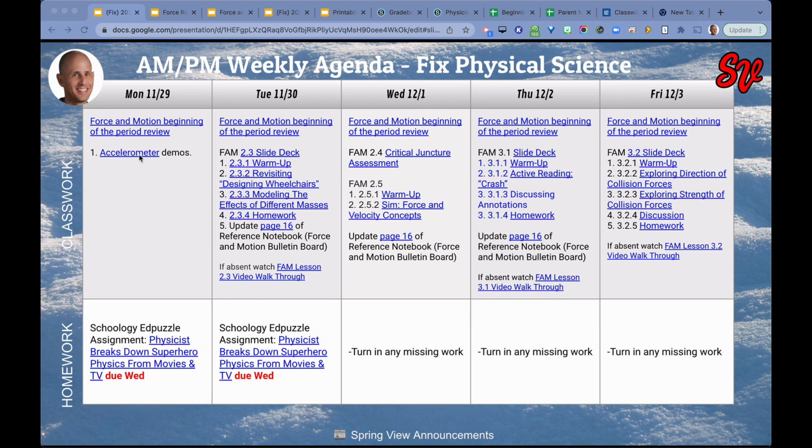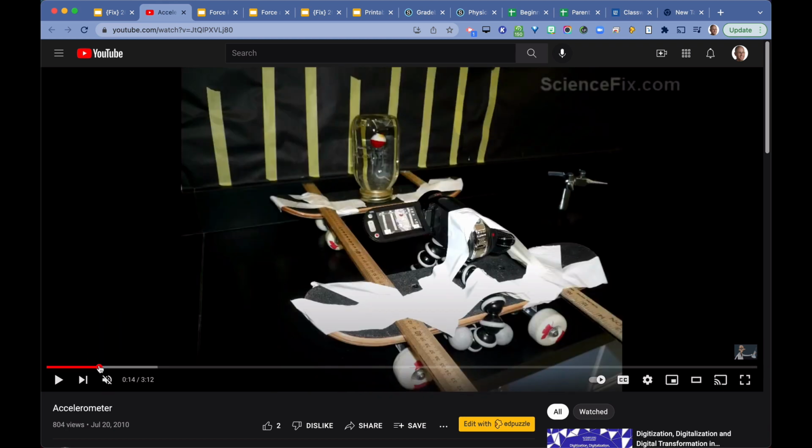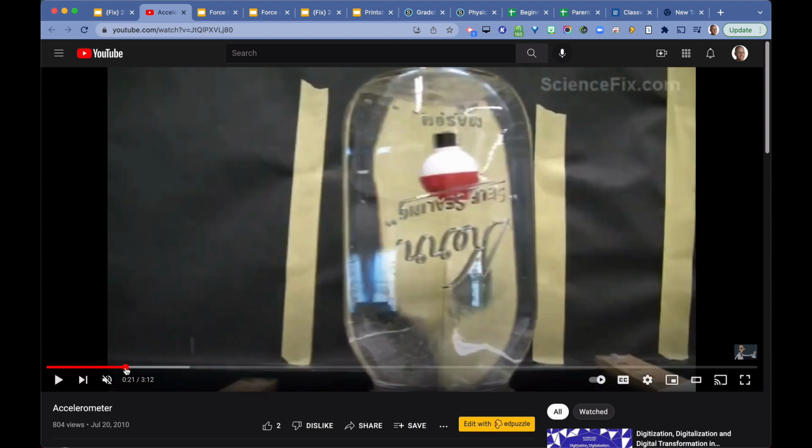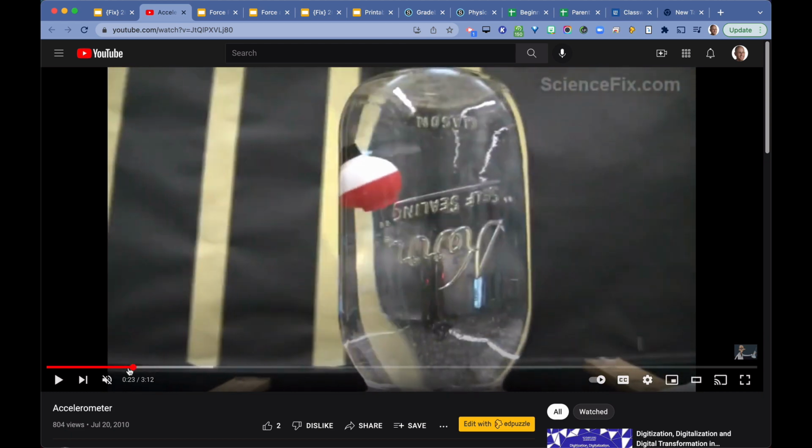So let's take a look at that. Students were given jars with water and a fishing bobber attached to fishing line, and I had them move the jars and make careful observations of what happened to the bobber inside. When the jar started to move, I wanted the students to notice which direction the bobber went in, and when the jar stopped, which direction the bobber was moving.